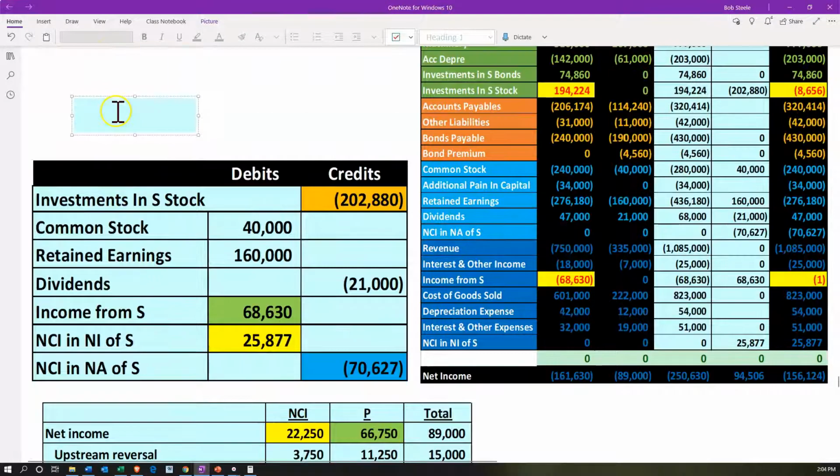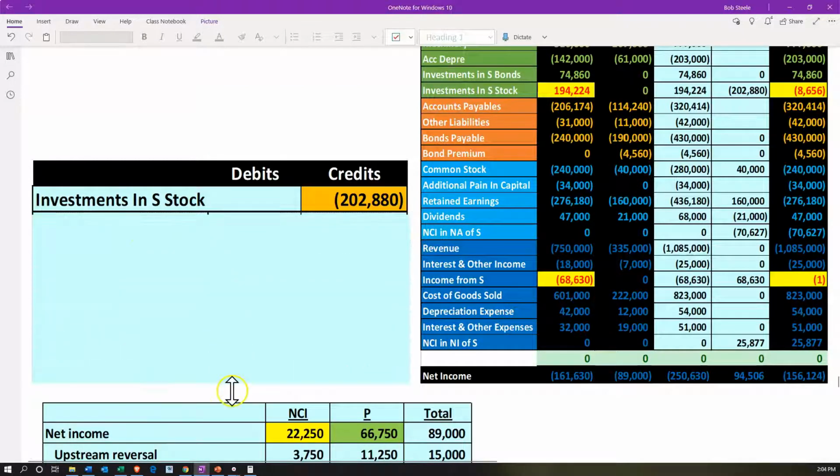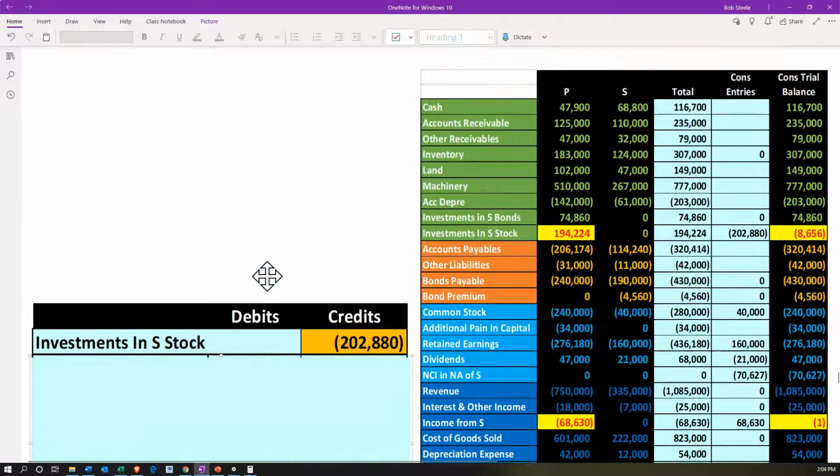So we're going to go down to our first consolidation journal entry down here. I'm going to put the little reveal thing on it. So we'll do the reveal thing. So we're going to start with the first thing we see.